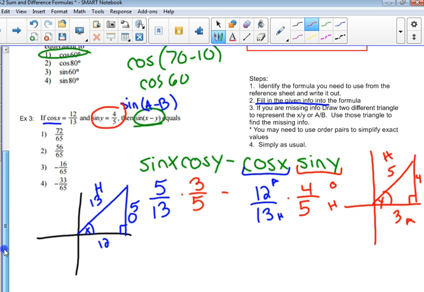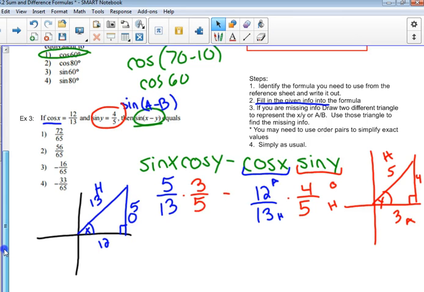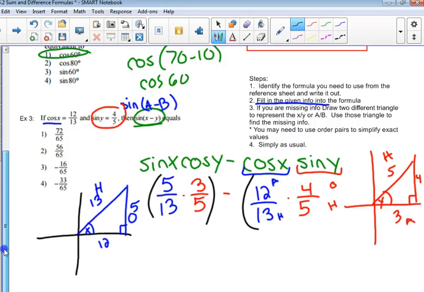Once you do all your substitutions, now it's just basic multiplication. And don't stress too much about doing this in your head. You can use a calculator. Just make sure when you multiply, right, multiplication comes before addition or subtraction. So we have to multiply, then we're going to subtract. Yeah?